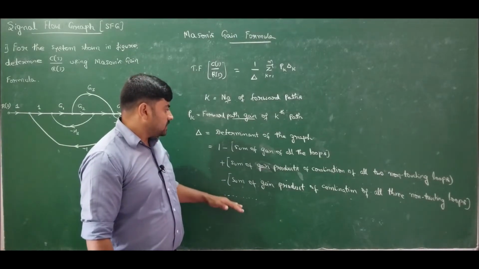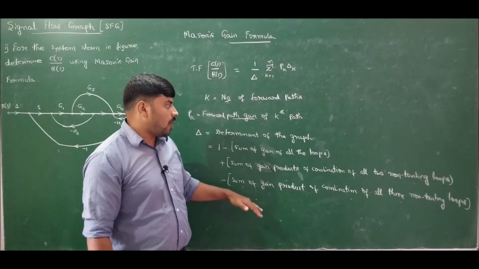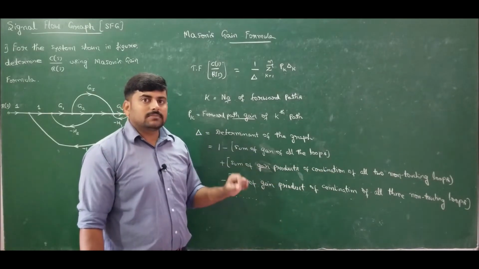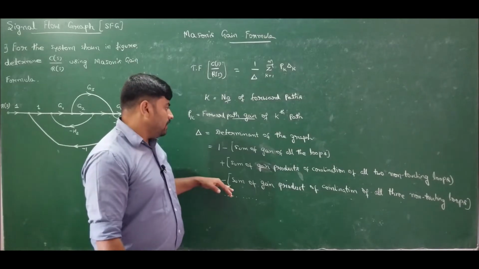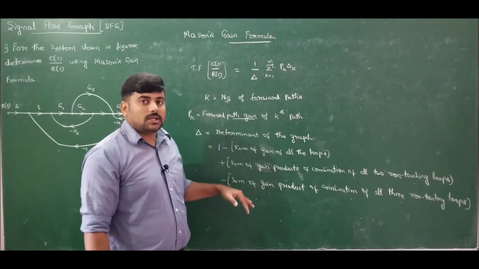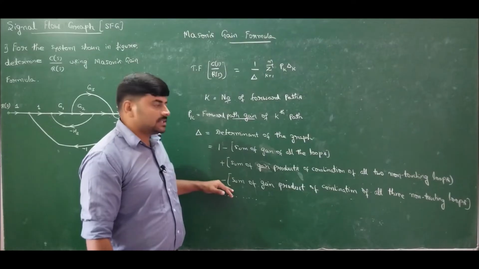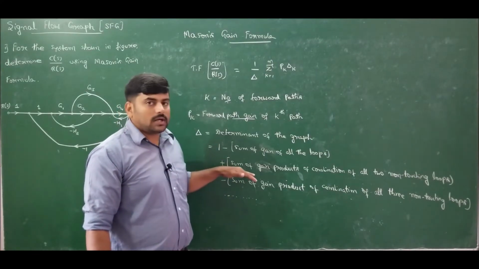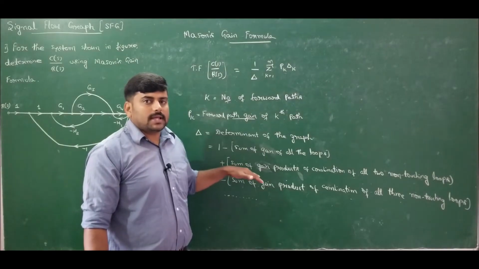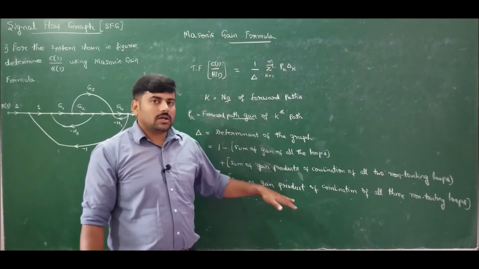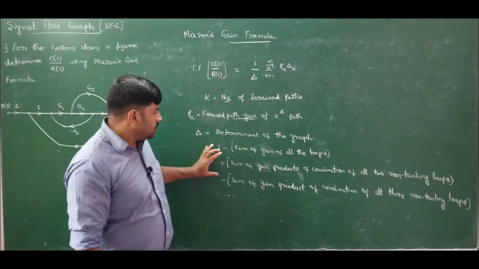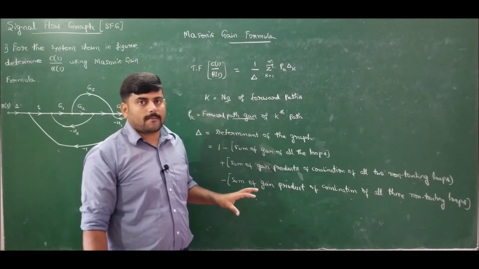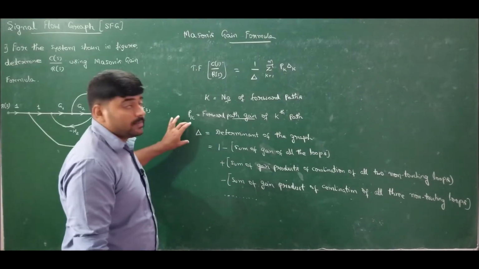Next minus sum of gain product of combination of all 5 non-touching loops. Like that it will go on. So maximum in a given problem you can get only combination of 3 non-touching loops. Hence if you remember these 4 terms, that is more than enough. Usually you will get only combination of 2 non-touching loops. In some cases you will get combination of 3 non-touching loops. So therefore if you remember the formula this much, that is more than enough to solve any given problem on signal flow graph. That is to find the value of determinant of the graph.